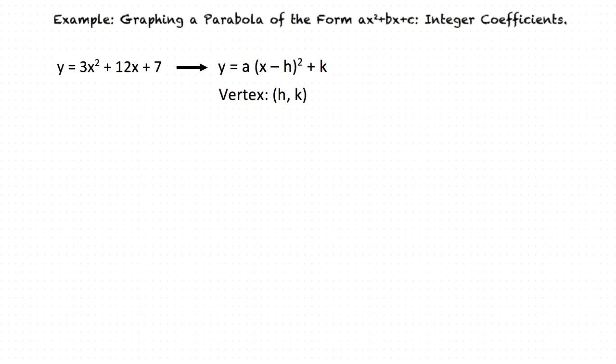We will begin by factoring out 3 from our first two terms. This leaves us with y equals 3 times x squared plus 4x plus 7. We now need to complete the square for x squared plus 4x.